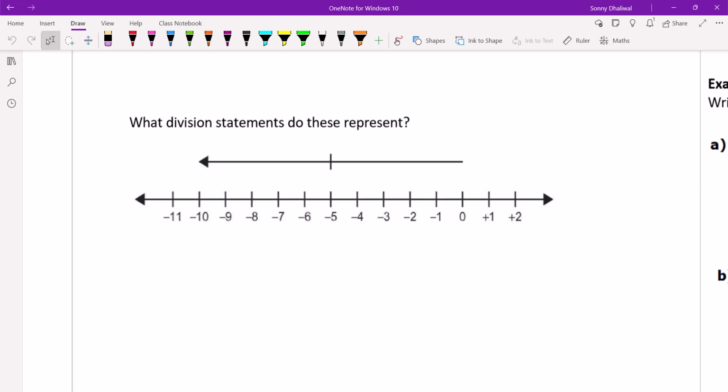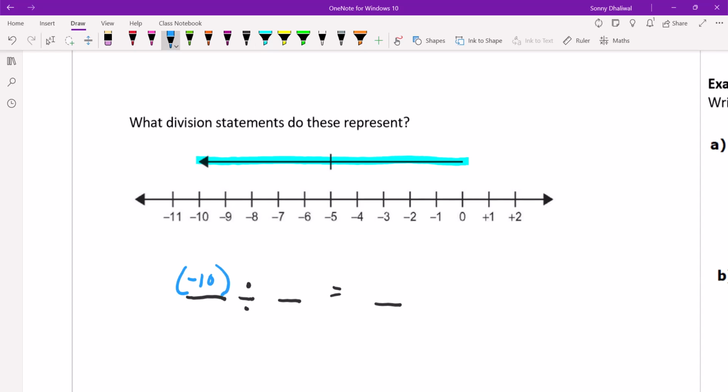So a division statement has to have three numbers. A number divided by another number equals a third number. How do we figure out what those three numbers are? What goes in the first number spot? Alice? The total. And that is how long the line is. So that is -10. So that goes there.